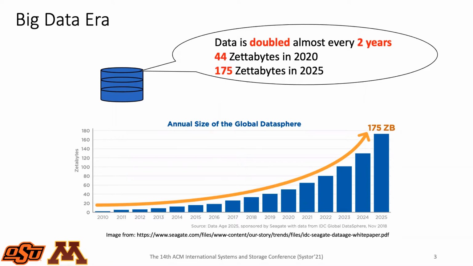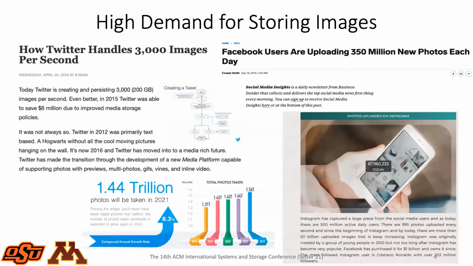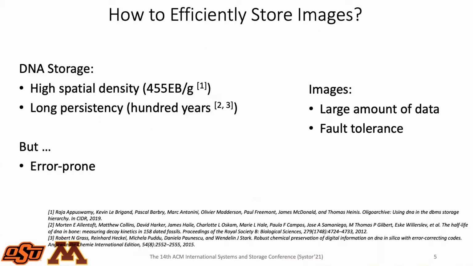Among all those data, images are one important type of data, and we do have a high demand for storing them. As reported from Twitter, Facebook, and other IT industries, every day we generate a lot of images. On Twitter, about 3,000 images are uploaded per second, which is equivalent to 200 gigabytes of data. And Facebook has about 315 million new photos uploaded each day. So a critical question is how to efficiently store those images.